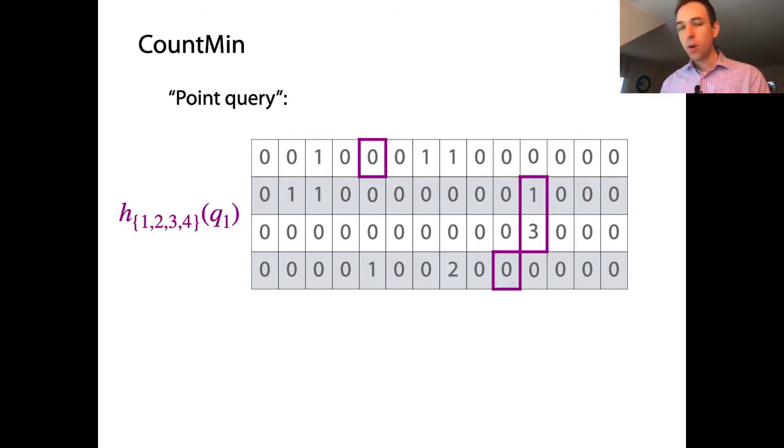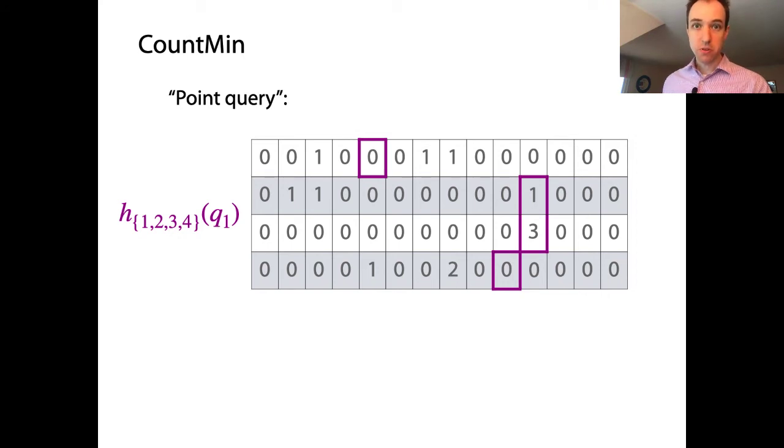Well, as usual, the thing we'll do with the query is we'll apply the exact same set of hash functions to the query as we would to something that we were trying to insert. And those hash functions are going to send us to particular elements of the CountMin sketch, right? In each row, the hash function will send us to a particular column. So for this particular query, q sub 1, the hash functions are sending me to this element in the first row, this element in the second row, this element in the third row, this element in the fourth row.